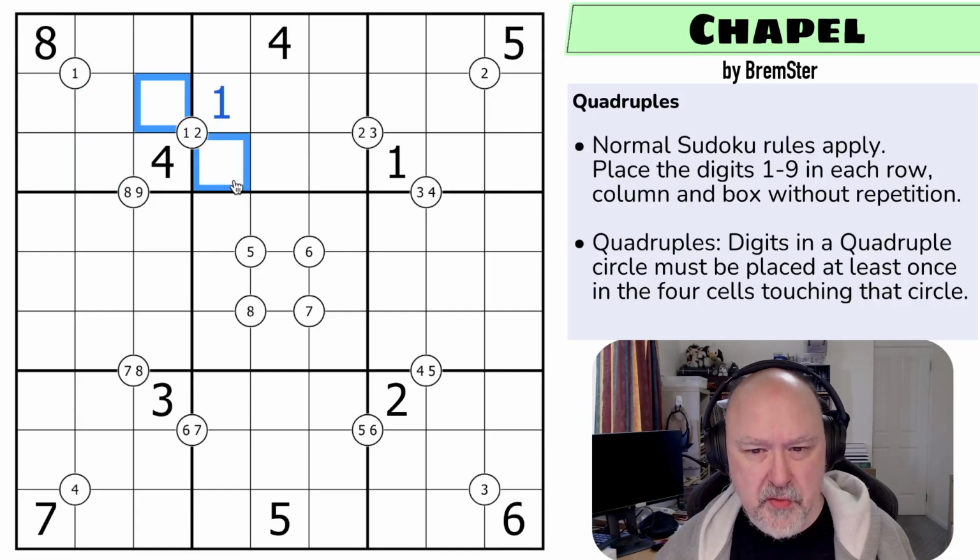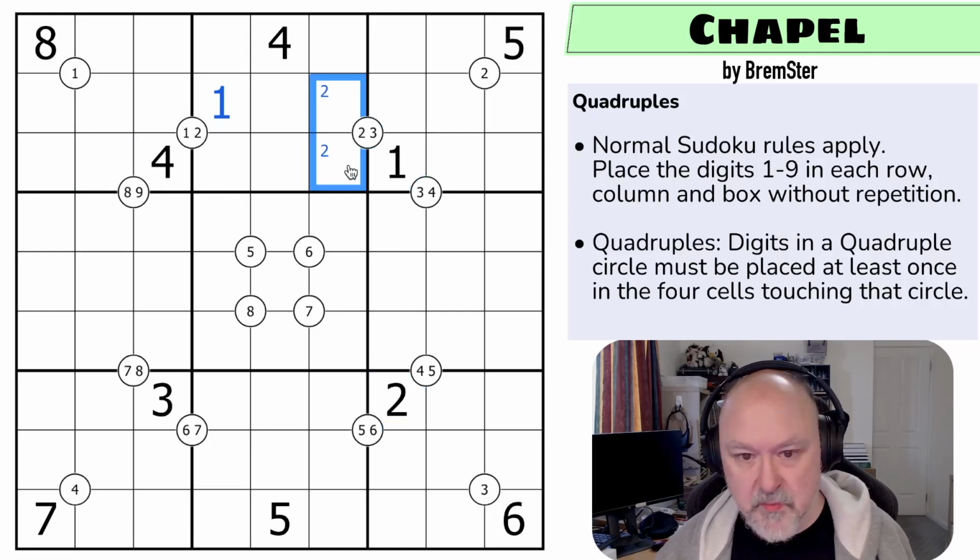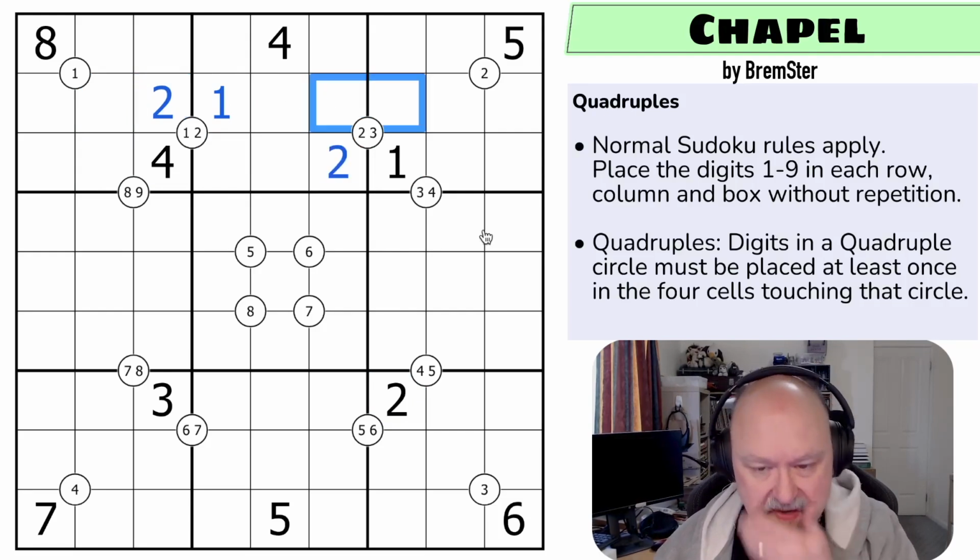2 is in one of those 2. Right, but where's 2 around this quadruple? 2 can't be here or here, so 2 is in one of those 2, so that can't be the 2. So this is the 2, which eliminates 2 from there and makes that a 2, which puts 3 into one of those 2.